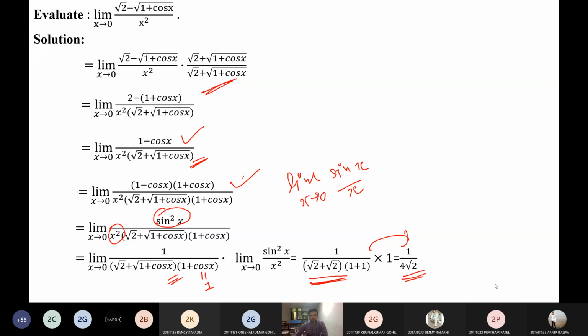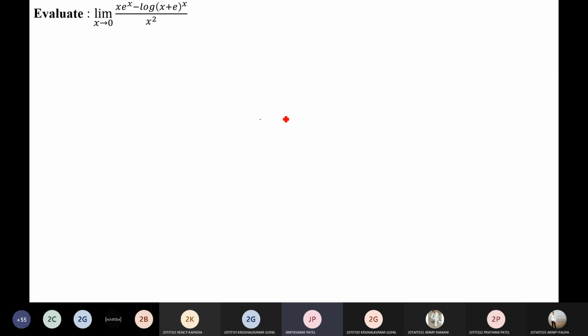No, sir. Okay, then we go for the next example. Yes, this is the next example. Limit x tends to 0 of x into e raised to x minus log x plus e raised to x, upon x squared. So what do we do first, anybody?